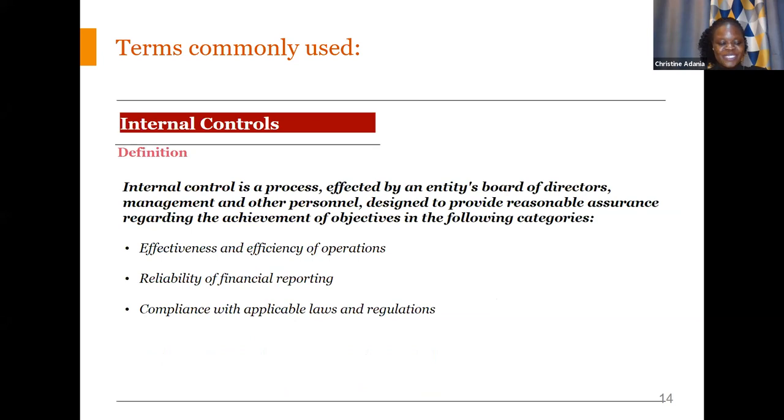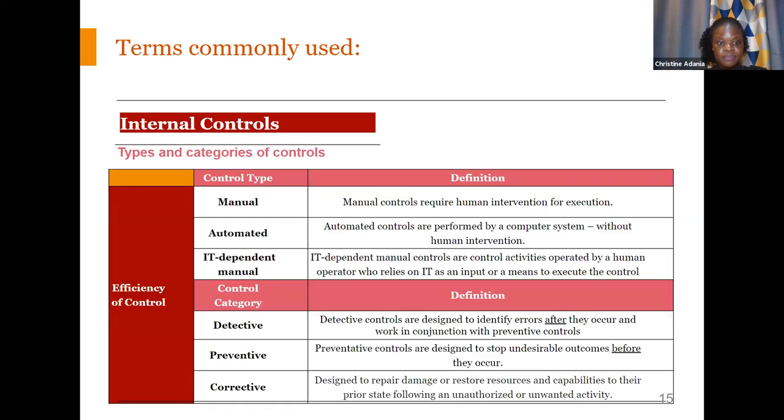Now we move on to internal controls. So internal controls, like I said, is just a process affected by a board or management or other personnel to provide reasonable assurance regarding the achievement of objectives in the categories of efficiency and effectiveness of operations, and then reliability of financial reporting, and also compliance with applicable laws and regulations. We'll understand this deeper as we go on.